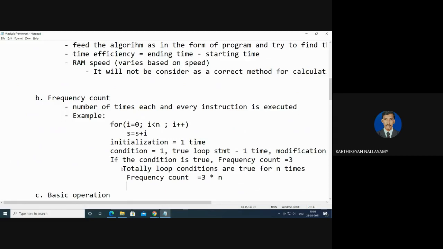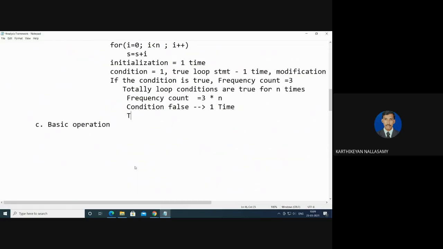So the next term, and another one more thing, the condition false needs to be evaluated one time, so it is one time extra. Therefore the total frequency count is: initialization one time, loop condition true 3n times, plus condition false 1 time, so totally 3n plus 2. So this is the frequency count, but there is some drawback we have in this method.